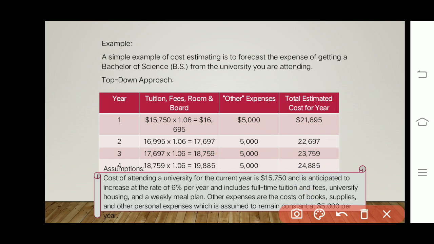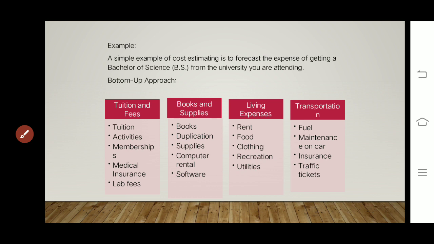So, proceed naman tayo using bottom-up approach. Ito na yung more detail, di ba? Kinategorize niya kung ilan ba yung sa tuition, ano yung composed ng tuition and fees. So, may membership, medical, and lab fees. Sa book and supplies, and then living expenses, and transportation. Napaka-detail niya.